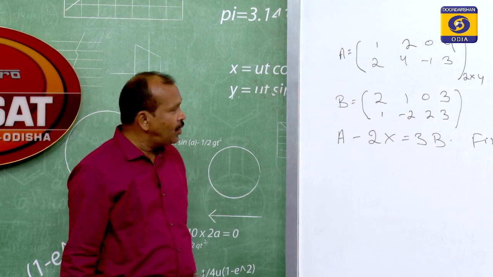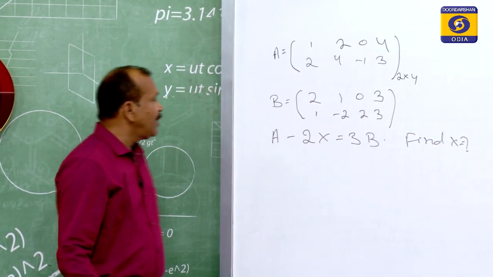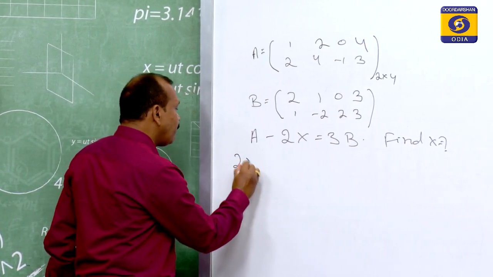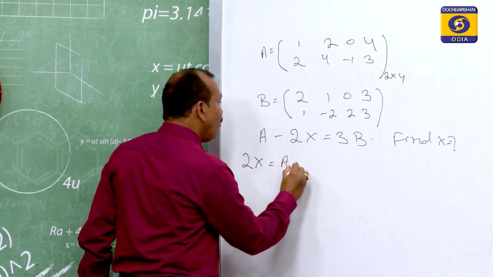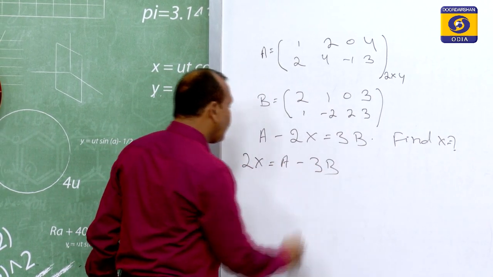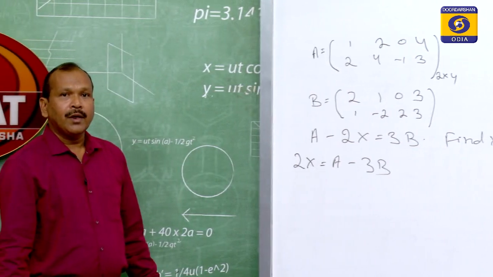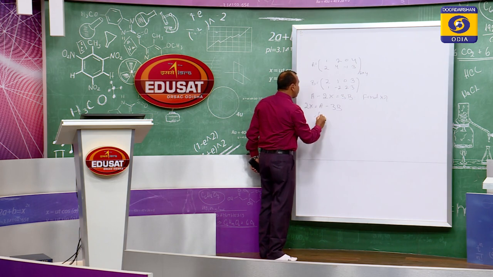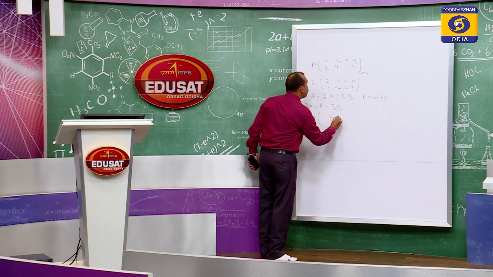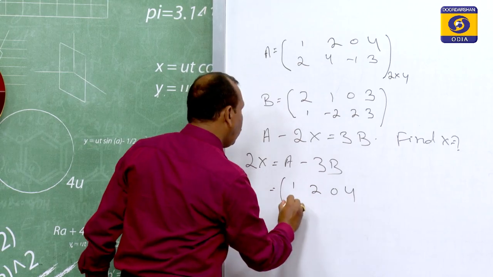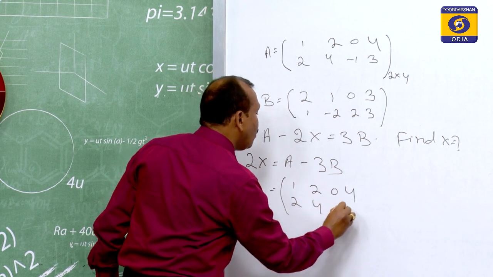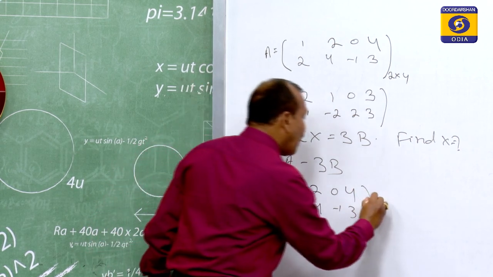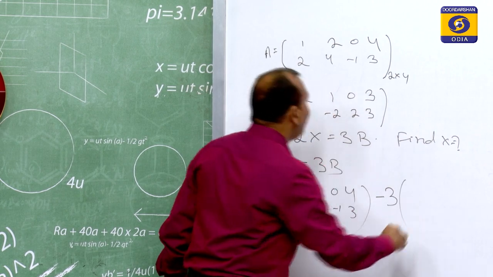So how to find it? A minus 2x is equal to 3B. So 2x is equal to what? 2x is equal to A minus 3B. A is this matrix: 1 2 0 4 2 4, minus 3 times the B matrix, 1 3.